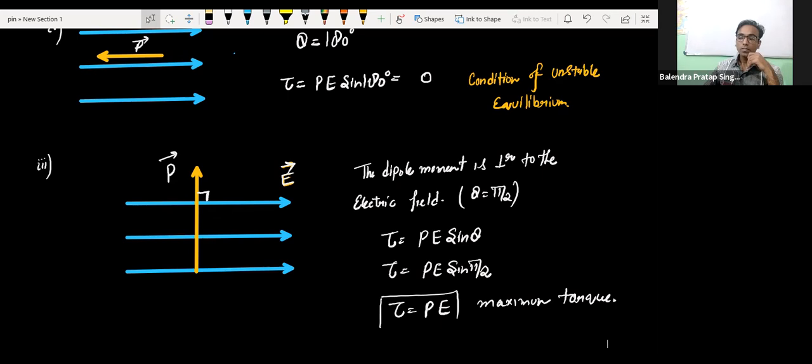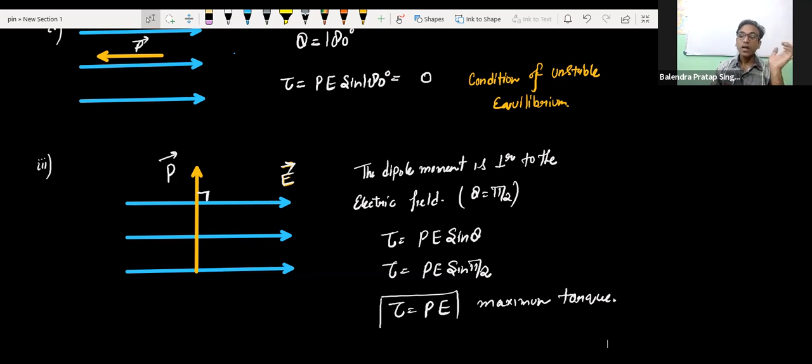So this is all about an electric dipole in an external electric field, or you can say the torque experienced by an electric dipole. Today I finish this topic. First we found the expression of torque. We started our lecture with the cross product. How do we find the cross product of two vectors? A cross B is equal to AB sine theta, and the mathematical expression of A cross B is AB sine theta.